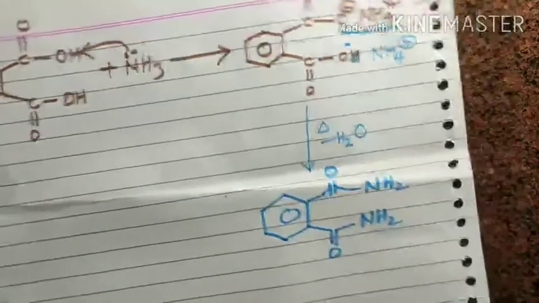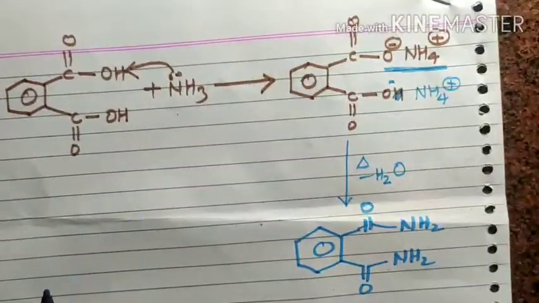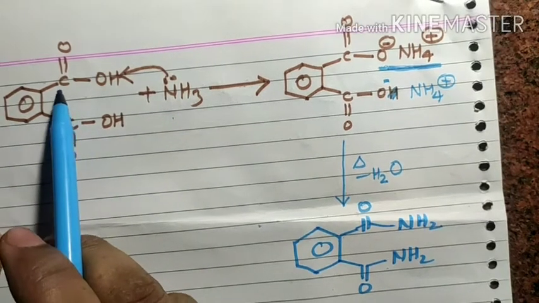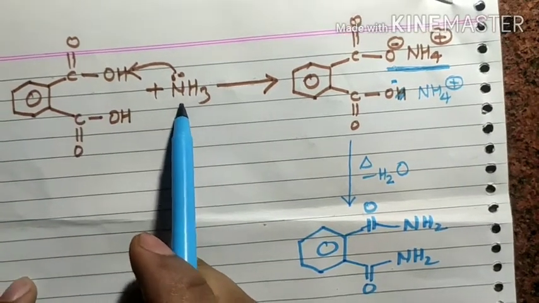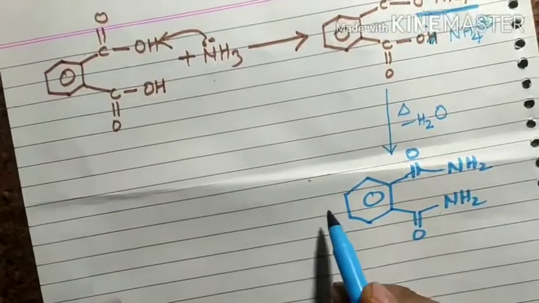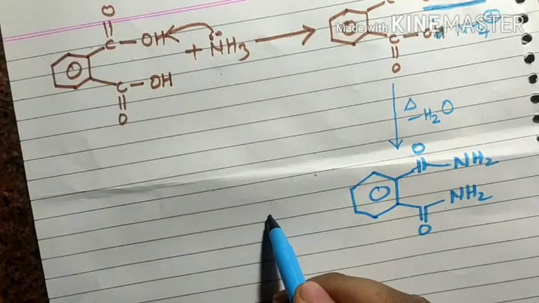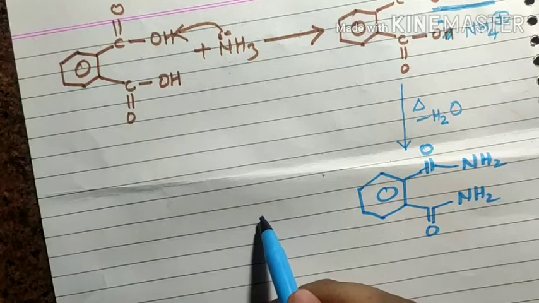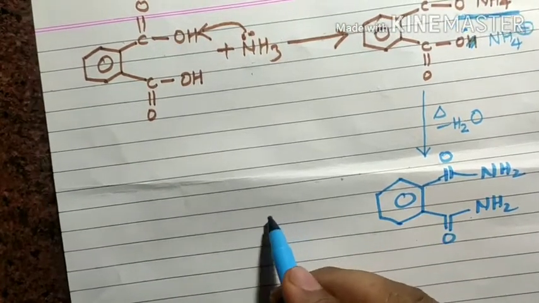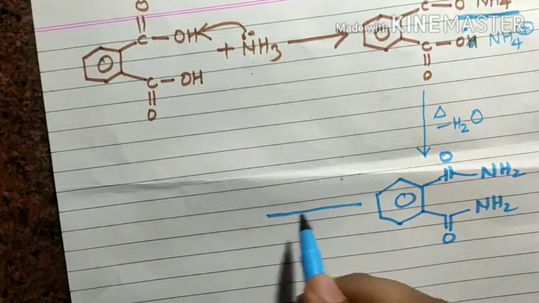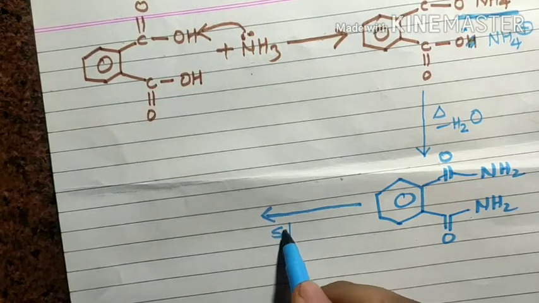Now this is a very easy step, because you know from the previous example that the carboxylic acid group reacts with ammonia to give the amide. Now the reaction starts again. Again the reaction moves on with strong heating. The next step is strong heating.